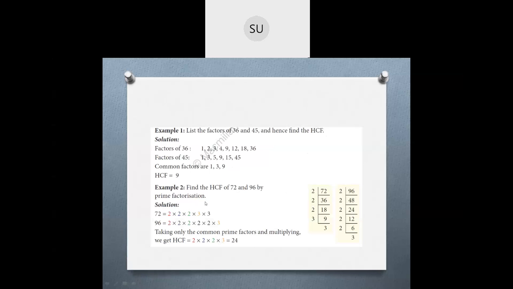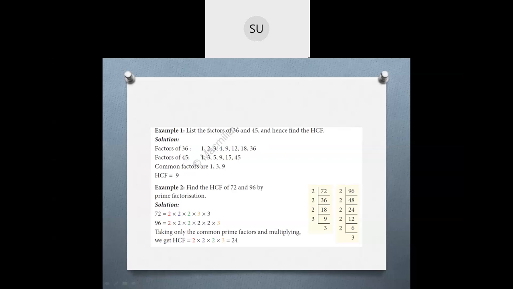Here, they have told us to list the factors of 36 and 45 and hence find the HCF. First, we'll find the factors of 36. You can use any of the factorization methods, or you can write the number of ways you can write 36. So 1, 2, 3, 4, 9, 12, 18 and 36 are the factors of 36. We have learned how to find factors of numbers before. You can use the factor tree method or other methods to do it.